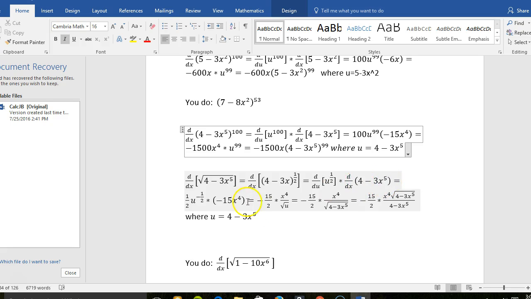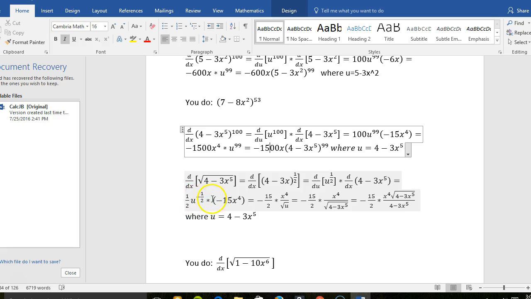The 4 gets killed, and now the 5 jumps down in front of the negative 3, and we get negative 15 because we multiply the 5 and the negative 3 and get negative 15. And we subtract 1 off the 5 and get the 4 here. So it's negative 15x to the 4th. So we have 1/2 u to the negative half times negative 15x to the 4th. But now, a half times negative 15 is negative 15 halves. And then we have x to the 4th.